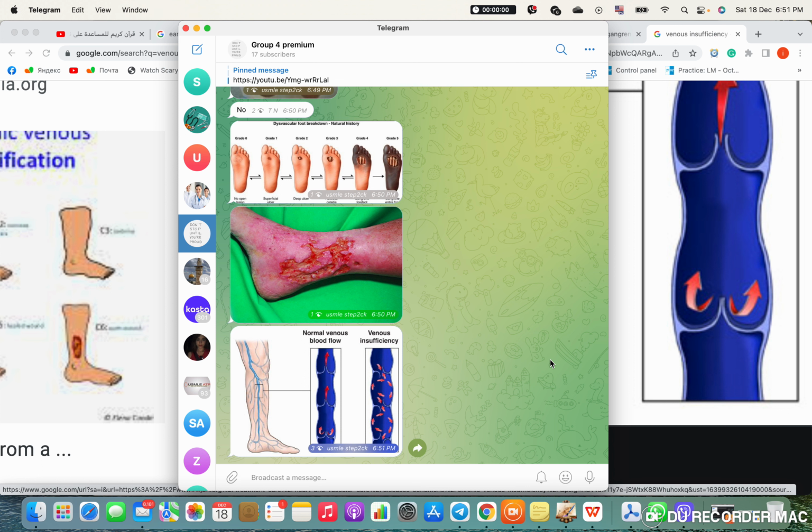I hope you are comfortable with differentiating arterial versus venous versus diabetic foot ulcers. It's super important for both your clinical life and for your exams.